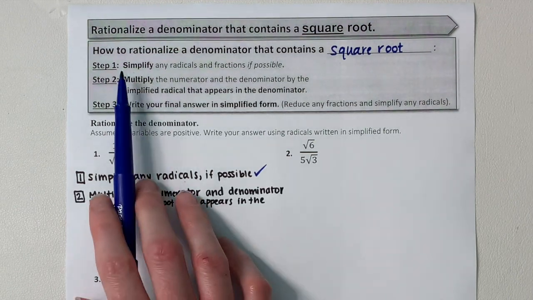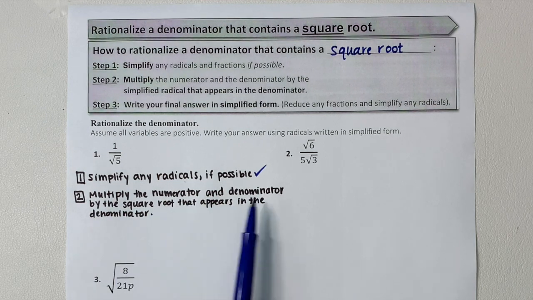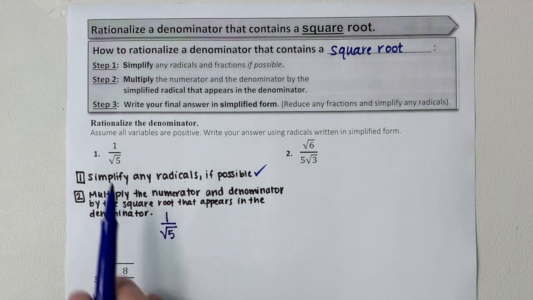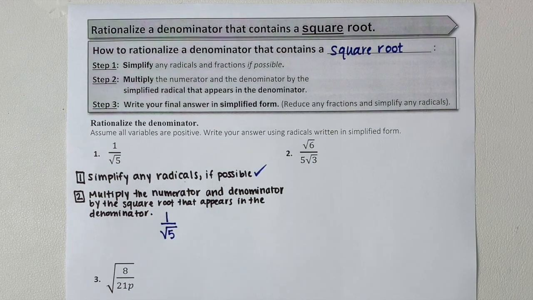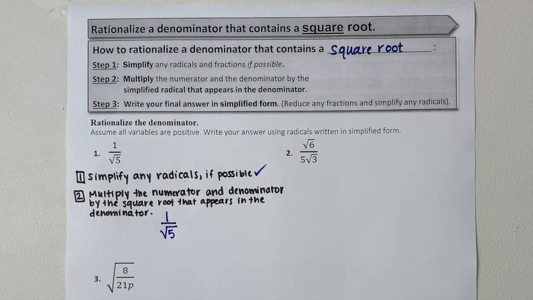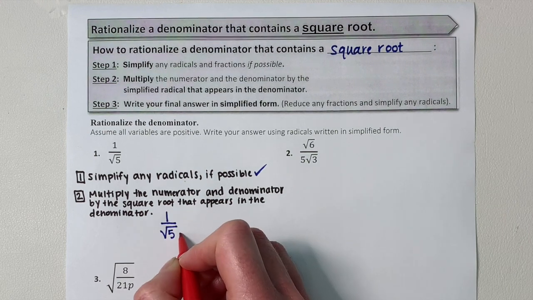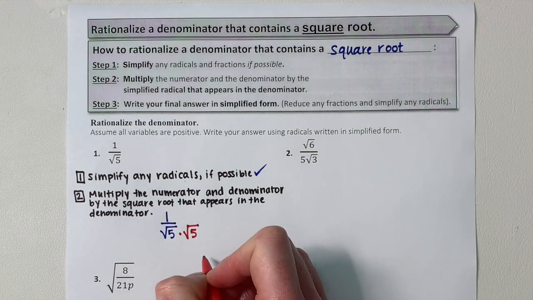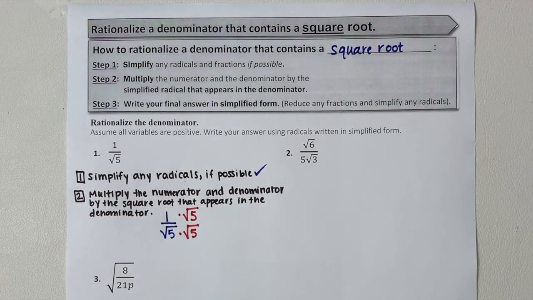For step 2, as it says here, we want to multiply the numerator and denominator by the square root that appears in the denominator. I've started by copying down this exact original problem here. Now we need to rationalize the denominator, meaning that we need to get rid of the square root in the denominator. And there's a nice, easy trick. To get rid of a square root in the denominator, we just multiply the numerator and denominator by that square root in the denominator. So the square root in the denominator is the square root of 5, so we're going to multiply the denominator by that exact square root, the square root of 5. And if we multiply the denominator by the square root of 5, we also have to multiply the numerator by the square root of 5.